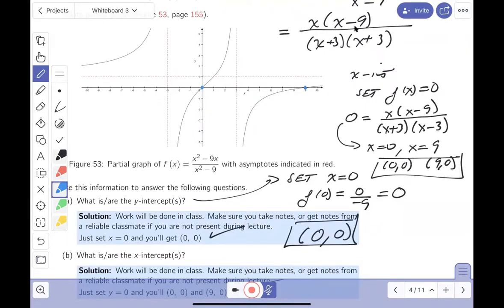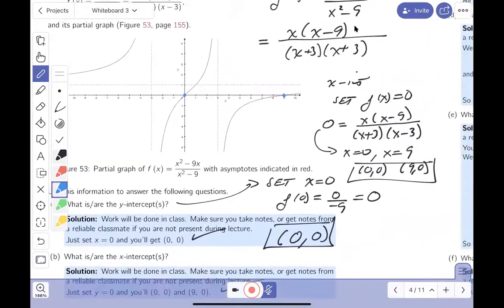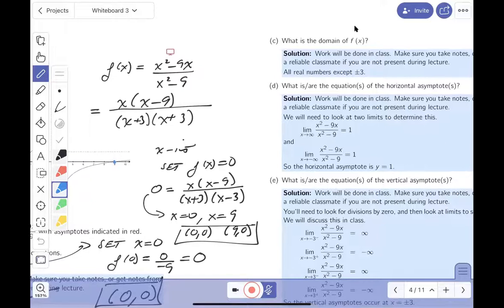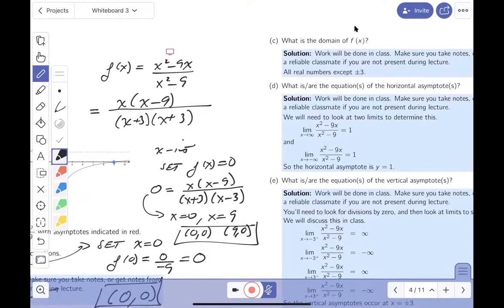All right. Let's go to the next question, which I guess would be C, right? What's the domain of it? Well, that's pretty simple. It's all the real numbers. It's all the real numbers except where the bottom becomes 0. So x can't be plus or minus 3. We could write that in intervals: minus infinity up to minus 3, union minus 3 up to 3, union 3 to infinity.